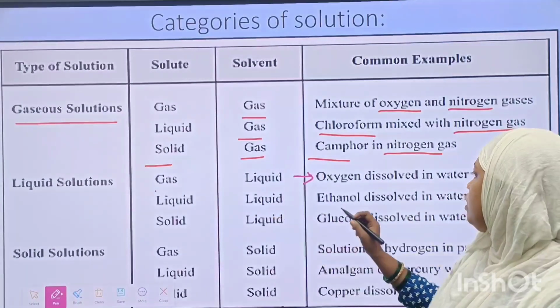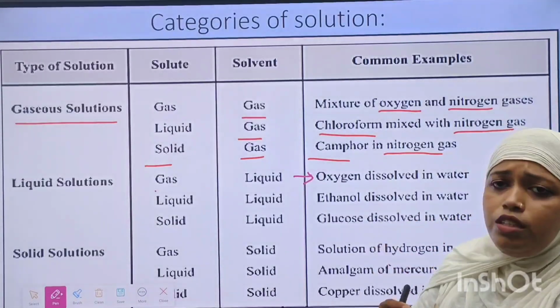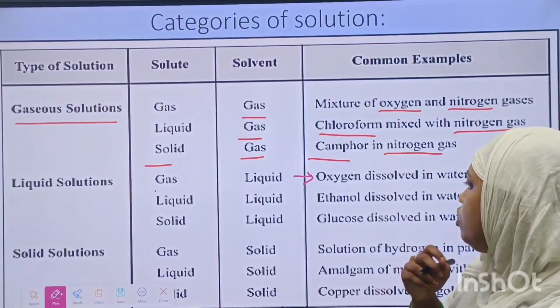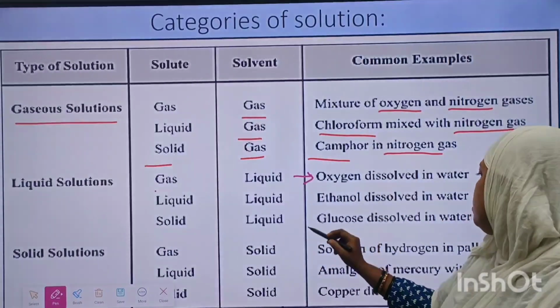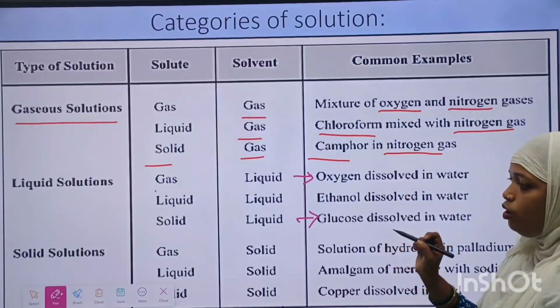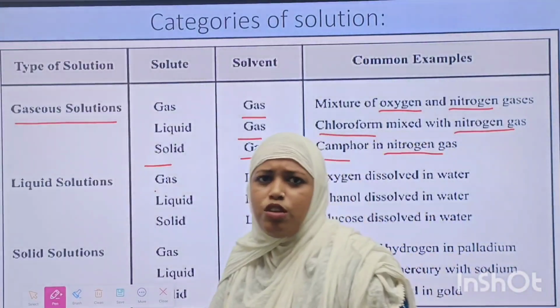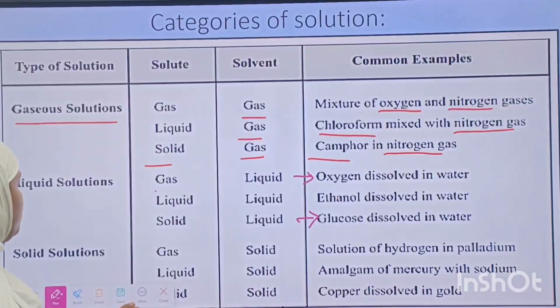Now, liquid and liquid, ethanol dissolved in water. Ethanol is dissolved in water to give us an ethanol solution. Liquid and solid gives a liquid solution where glucose is dissolved in water. You've seen sugar, or any other types of sugar, dissolved in water give us a liquid solution.